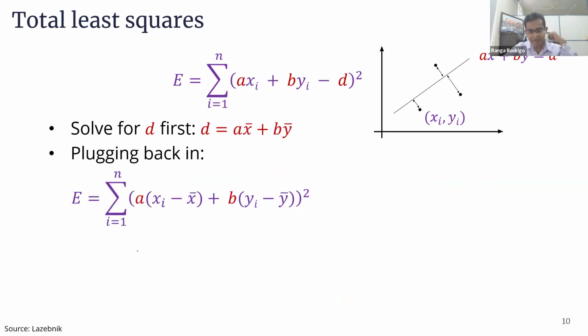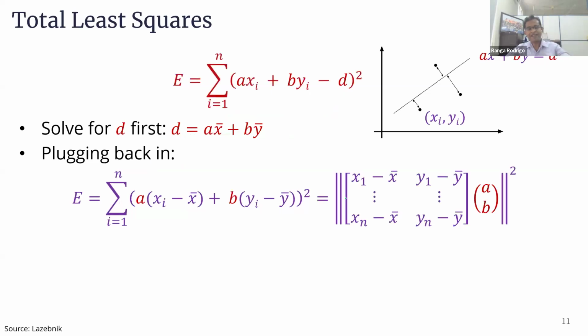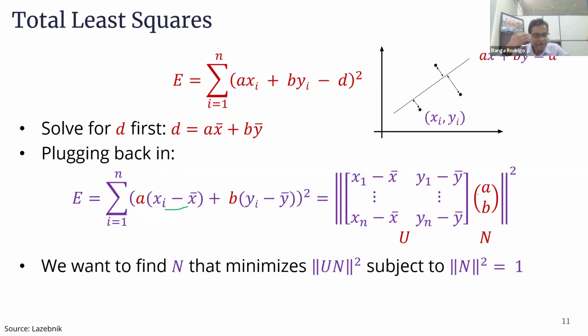Now we plug that back in. So we have the formula for d, and we put that back in here. So then you have A(xi minus x bar), B(yi minus y bar). This is the one that we have to minimize. So we write that in matrix form. I think you can see it's correct. We call it U matrix and N matrix. We want to find N that minimizes the norm of UN squared subject to N squared equals 1.